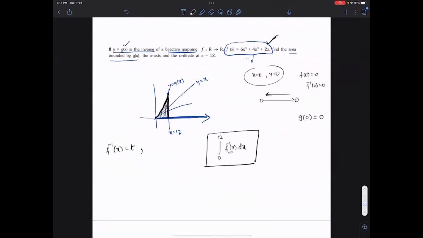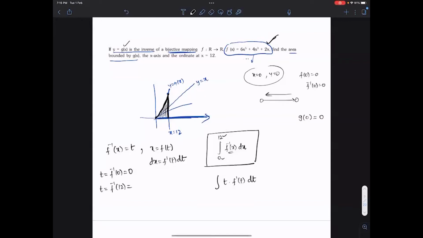If f inverse x is t, can I say x is f of t? That means dx will be f dash of t dt. Done. Now, in this integration, f inverse x is t, and dx will be f dash of t dt. Now, limits. Limits are for x, so you need to find limits for t. What is the lower limit for x? 0. So the lower limit for t will be f inverse of 0, which is 0 only, because 0 will map to 0. And the upper limit of t will be f inverse of 12.